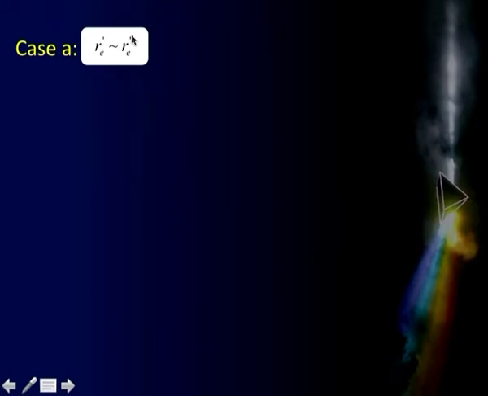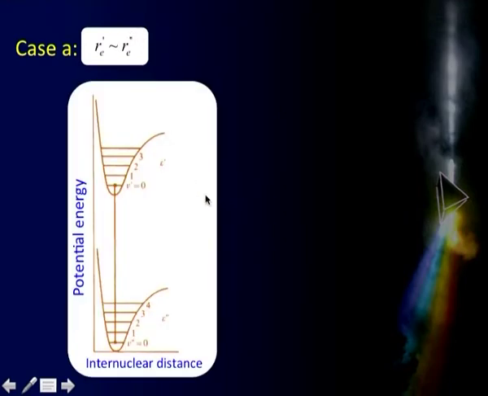The first case is when Re prime is equal to Re double prime. Re prime is the equilibrium distance in the excited state and Re double prime is that in the lower state, the ground state here. That is how the energy level diagram will look. This is my electronic ground state, E double prime, and this is E prime. In the E double prime state, this is my typical internuclear distance, and it happens to be roughly the same in the excited state. If this be so, what kind of spectra do I get?